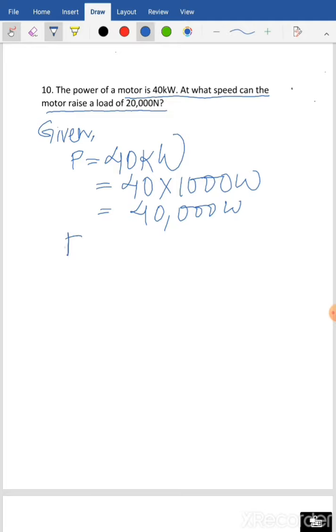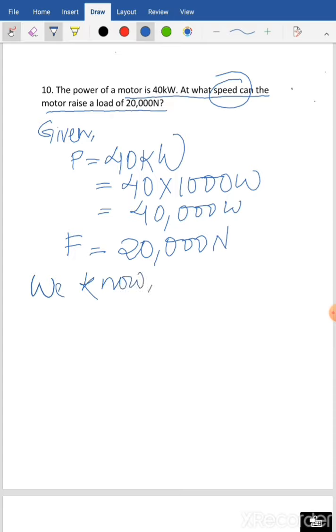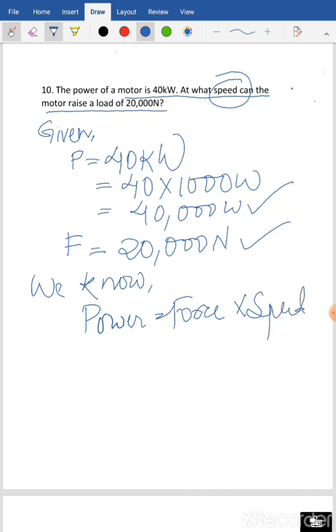And the next information given in the question is force, because we have the unit Newton. So 20,000 Newton. Now the question tells us, at what speed? So we are asked to find the speed. So we know the relation, isn't it? Rule number 2, to compare the units: they are in watt and Newton, both are in SI system. So we'll move to rule number 3, that is to use the best relation. And you know the relation that power equals force into speed or velocity.